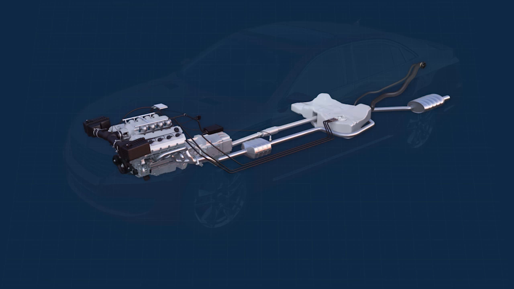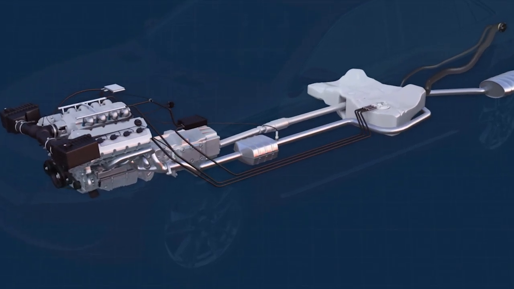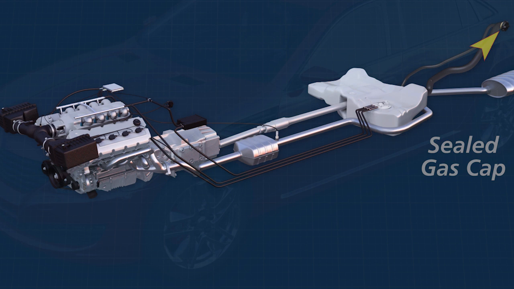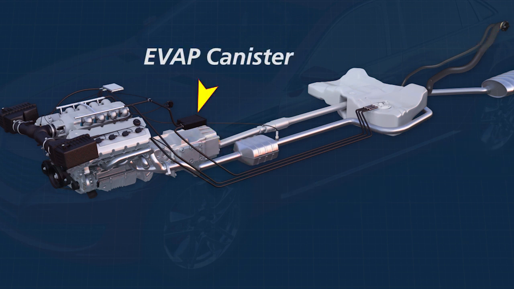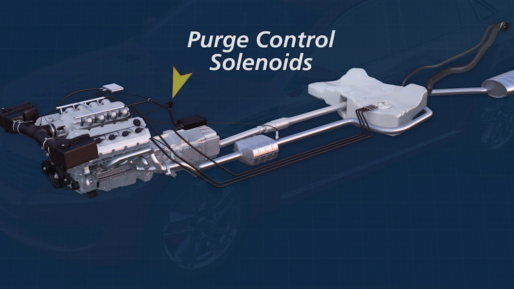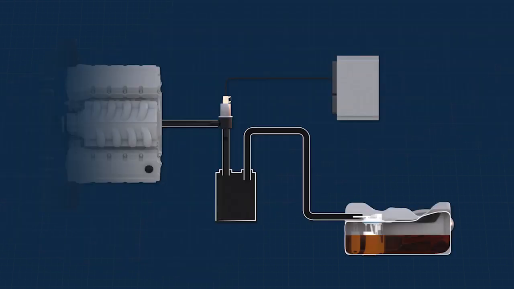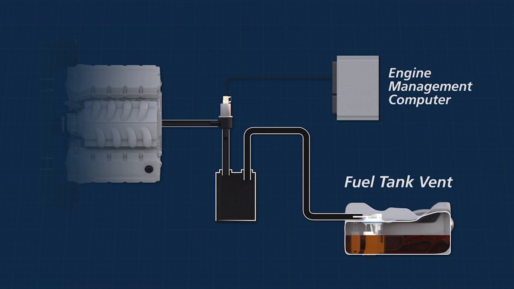The evap system captures gasoline vapors from the fuel tank to prevent them from being released into the environment as pollutants. The system is made up of the fuel tank, a sealed gas cap, gasoline vapor lines, an evap canister to store gasoline vapors, and various purge control solenoids. When the engine is off, and also under certain driving conditions, gasoline vapors from the fuel tank are collected and stored in the evap canister.